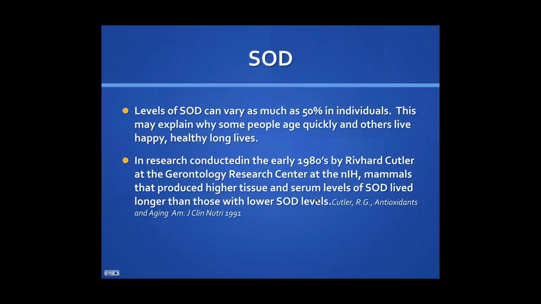It's interesting that levels of SOD can vary as much as 50% in individuals. This may explain why some people age quickly and others live happy, healthy, long lives. In research conducted in the early 1980s by Richard Cutler at the Gerontology Research Center at the NIH, mammals that produced higher tissue and serum levels of SOD lived longer than those with lower SOD levels, so it's a really big factor in aging.